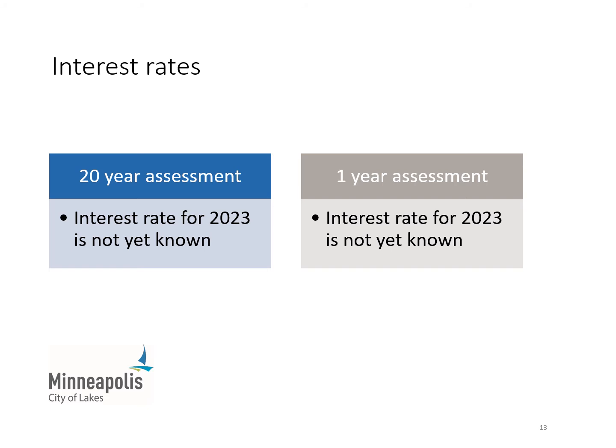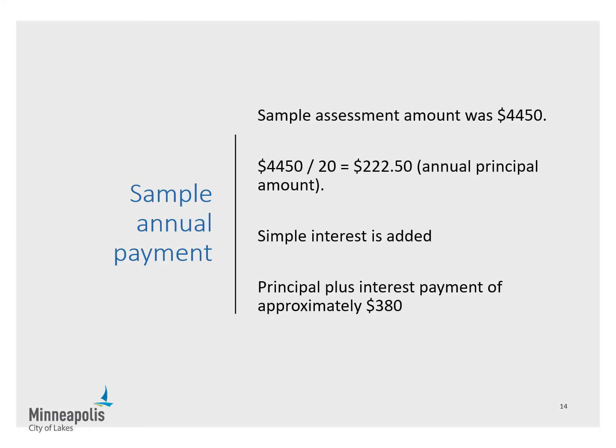For reference, the rate for assessments levied in 2022 was 3.5% for 20 year and 2.1% for 1 year. The interest is calculated based on the unpaid balance, so the interest amount decreases slightly each year.